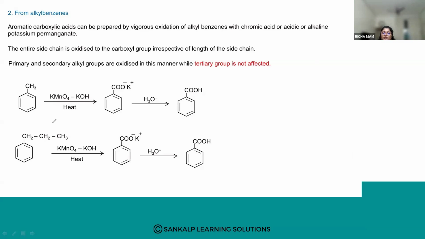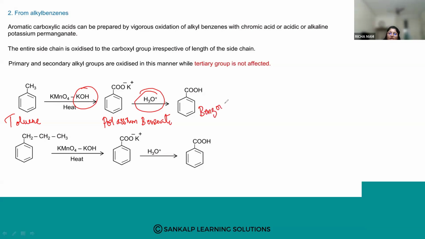So let us see. Toluene is taken. We are treating it with potassium permanganate in the basic medium, that is potassium hydroxide, and we are going to heat it. I'm going to get potassium benzoate. This potassium benzoate, further, I'm going to do acid hydrolysis to give benzoic acid.